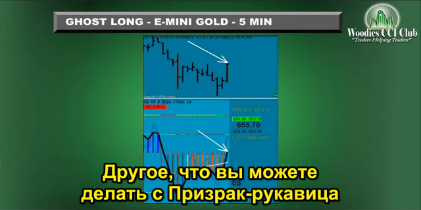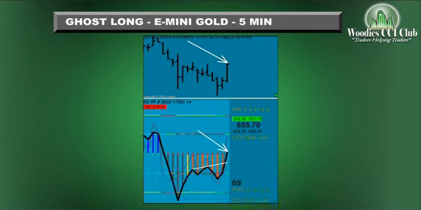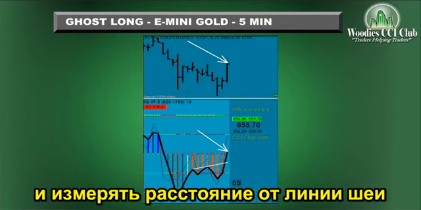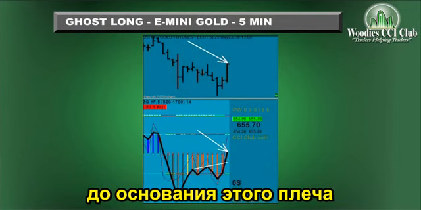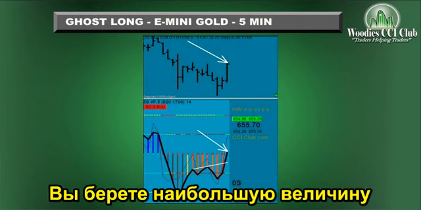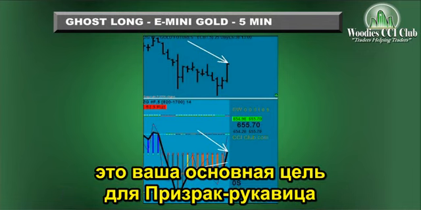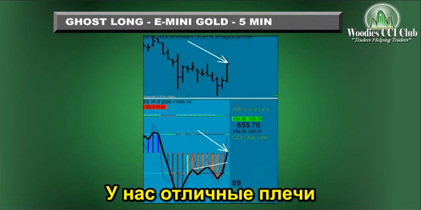The other thing that you can do with a mittens ghost to get a target is you take the longest arm and you measure it from the neckline to the bottom of that arm. You take the biggest one, in this case over here is the biggest one, and you would take the CCI points from there. And that's how you would measure the target for a mittens ghost.